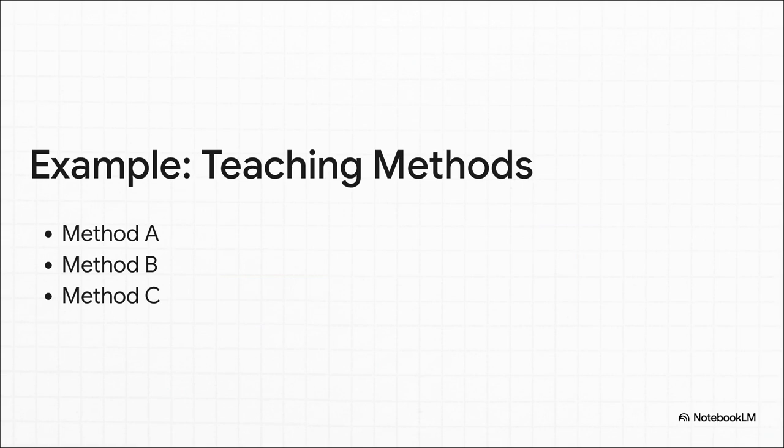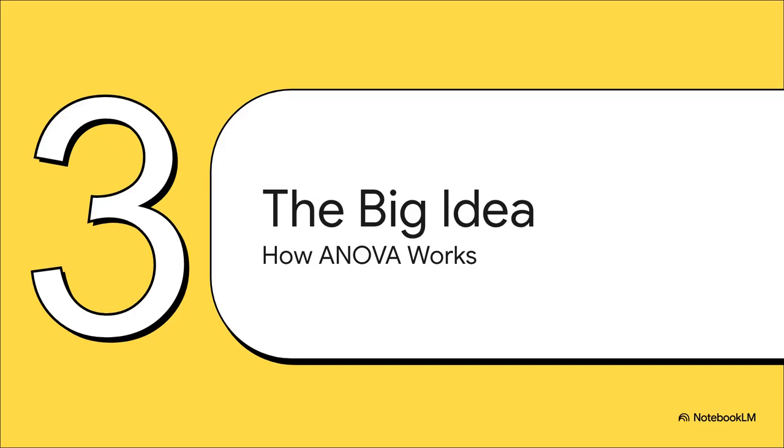To make this super clear, let's stick with an example. Imagine a school wants to figure out which of 3 teaching methods is the most effective. They've got the test scores for students taught with Method A, Method B, and Method C. With 3 different groups, they need a tool that can handle that kind of complexity. So how does ANOVA actually do this? What's the secret sauce that lets it look at 3, 4, or even more groups at once? Well, let's get into the big idea behind it all.